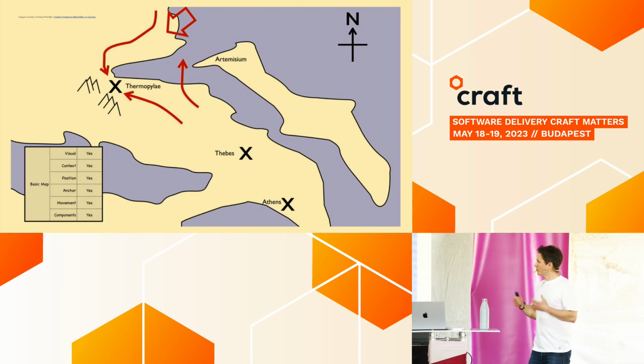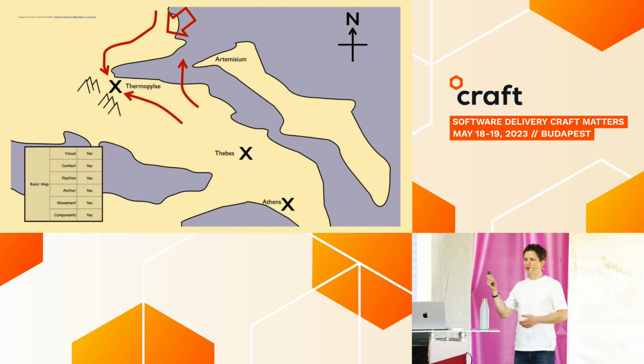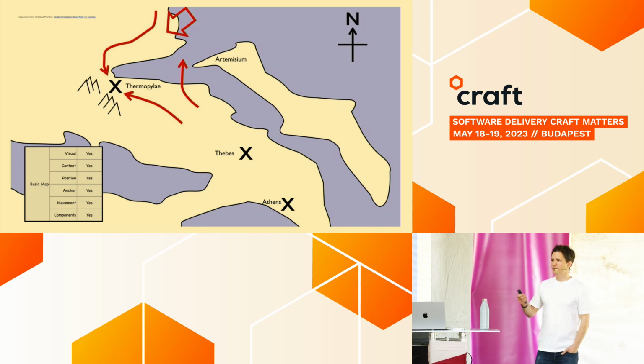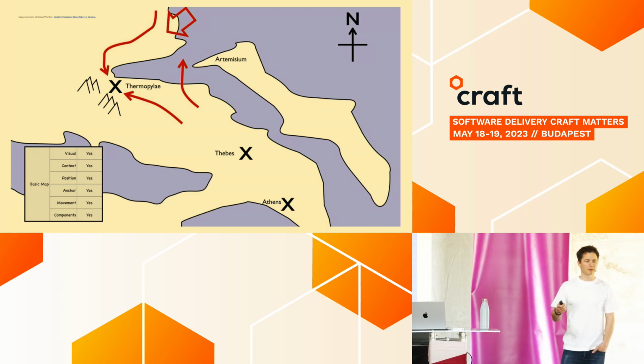Now, finally, we have components, right? We see various things on this map. We see land masses, we see mountains, we see cities, we see crosses, and all of these things mean different things. Now, does this map have all of the detail? No, it has the parts that are relevant, right? It's an abstraction.